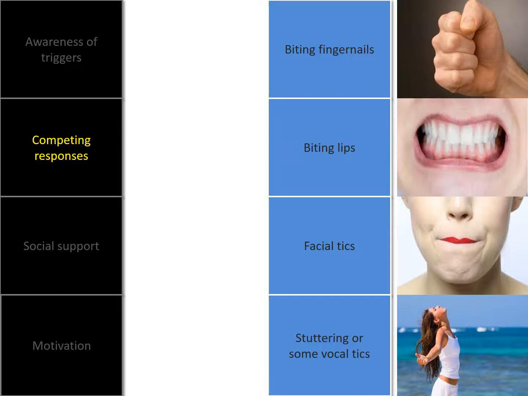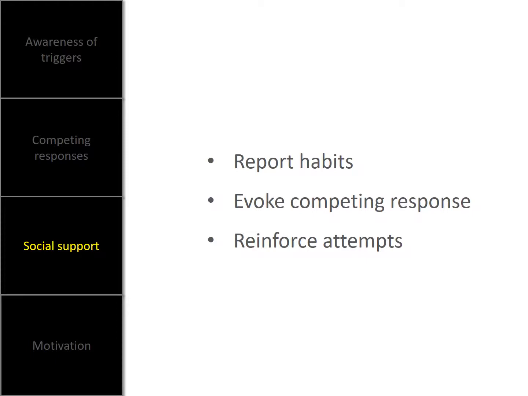Now, the third phase is to garner the support of other people, such as family members or close friends. And other people can fulfill at least three roles. First, other people, such as family, can identify each time the client initiates this habit, and therefore can help this client identify the triggers or precursors of their habits.